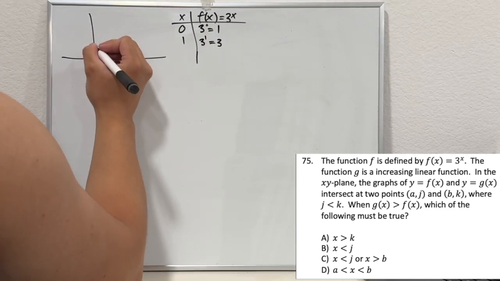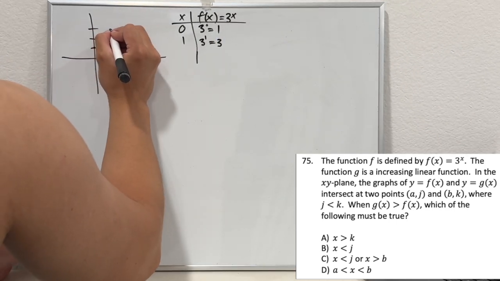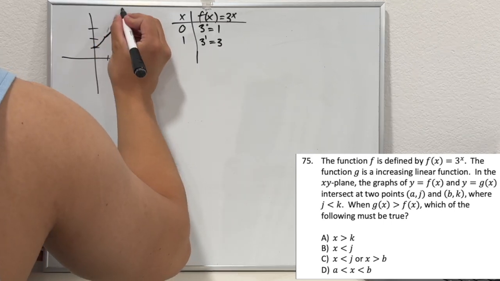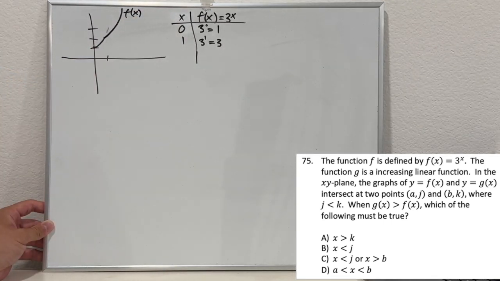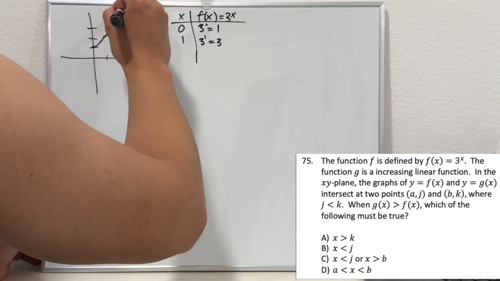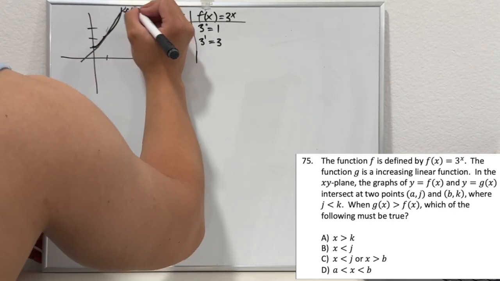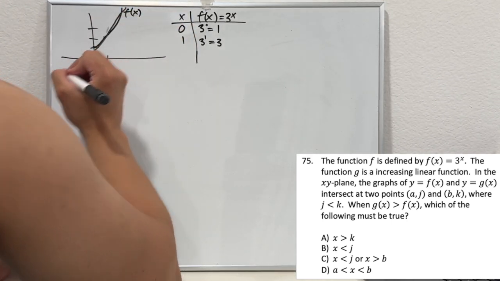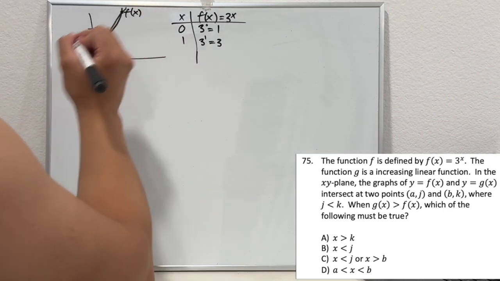So if we briefly plot the points here, because we don't get a lot of time on the SAT, we get this exponential graph for f of x. Now we don't know the equation for g of x. We know it is an increasing linear function and intersects f of x at 2 points. So this is g of x, and we know it intersects f of x at 2 points. Let's call that point 1 and point 2.